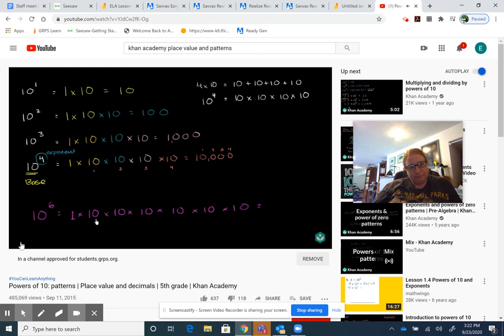But either way, what are you going to get? Well, if you're multiplying 1 by 10 6 times, you're going to end up with 1 followed by 6 zeros. We already saw this pattern. So it's going to be 1 followed by 1, 2, 3, 4, 5, 6 zeros, or 1 million. So 10 to the 6th power is the same thing as 1 being multiplied by 10 6 times, or taking 6 tens and multiplying them together. And that's going to be equal to 1 followed by 6 zeros, which is this pattern we saw, or 1 million.